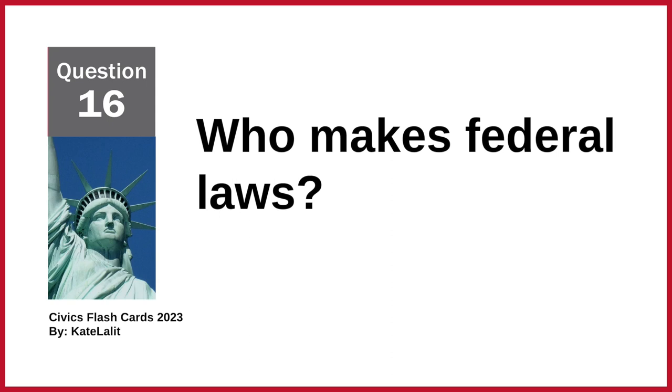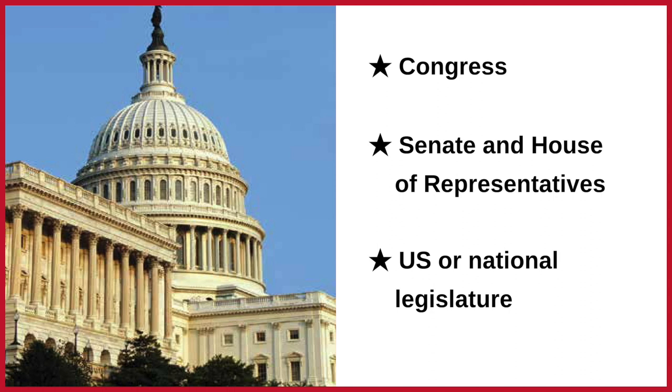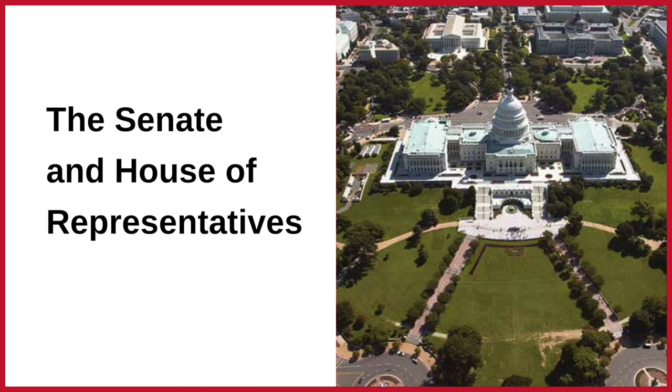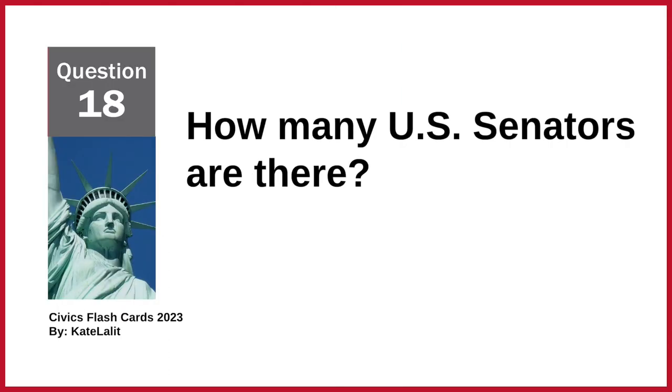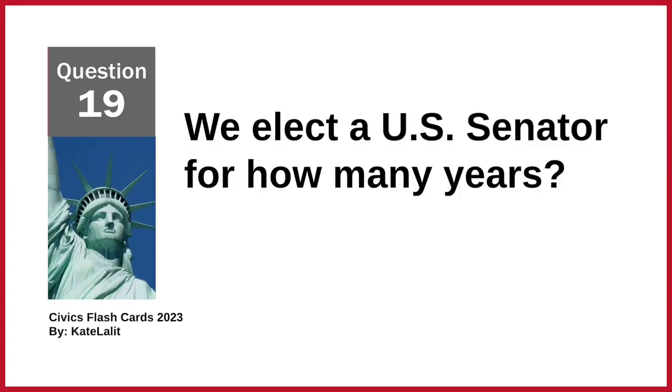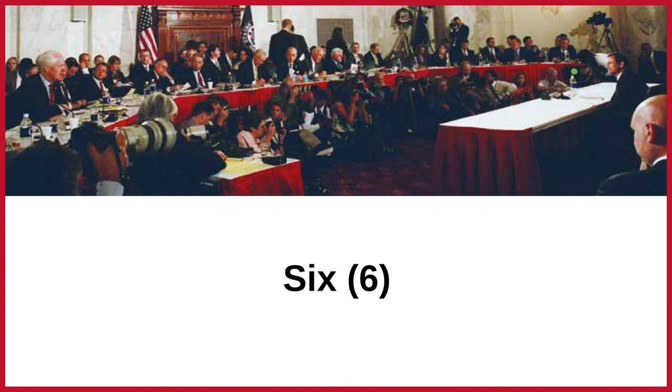Who makes federal laws? Congress. Senate and House of Representatives. U.S. or National Legislature. What are the two parts of the U.S. Congress? The Senate and the House of Representatives. How many U.S. senators are there? 100. We elect a U.S. senator for how many years? 6.